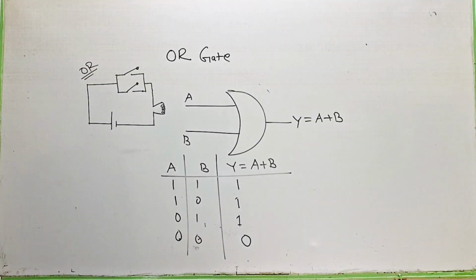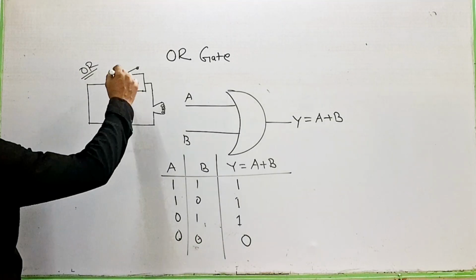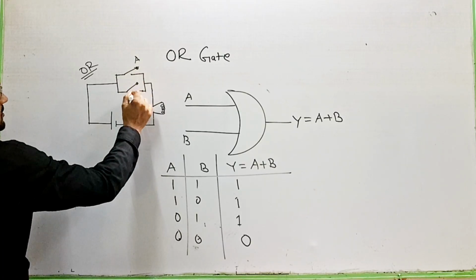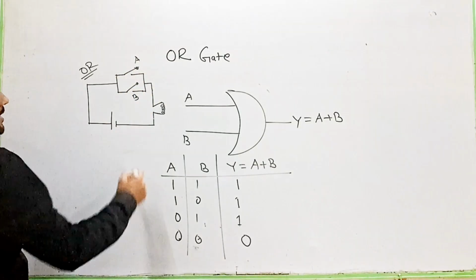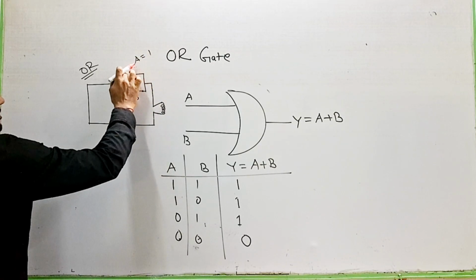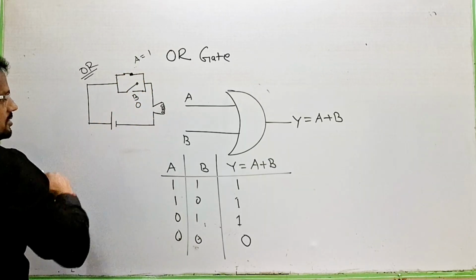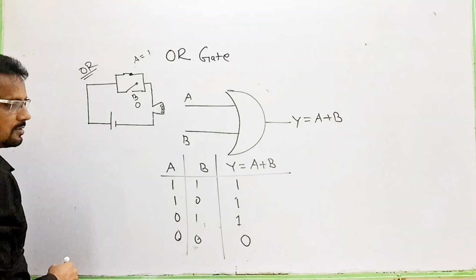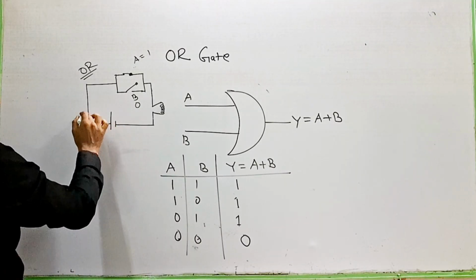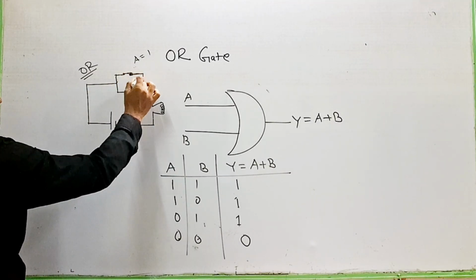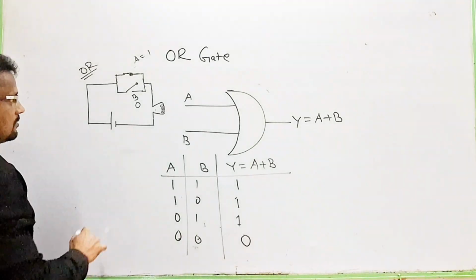And now you see, suppose this is A, this is B. Say A is 1, which means the switch is closed. And B is 0, that means it is open. In that case, current will definitely flow this way. The current will flow this path and the bulb will glow.